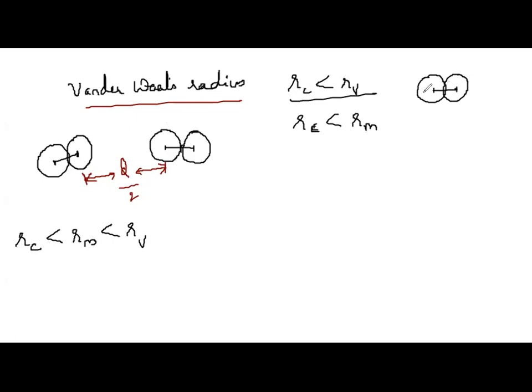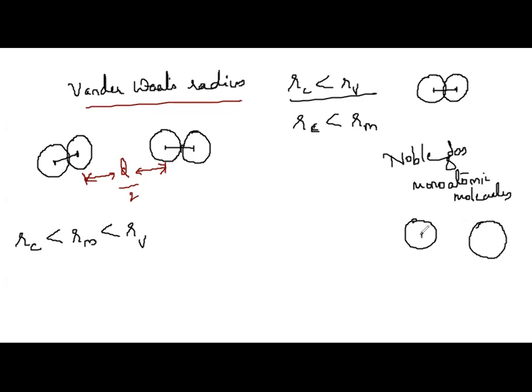Van der Waals radius is mainly found in noble gases because noble gases are monoatomic molecules. That means they are molecules of one atom only. So this is one molecule, this is another molecule. So how do I measure the distance? There exist van der Waals forces of attraction. So when I measure the distance between the two nuclei of neighboring atoms and take half of it, it becomes the van der Waals radius.